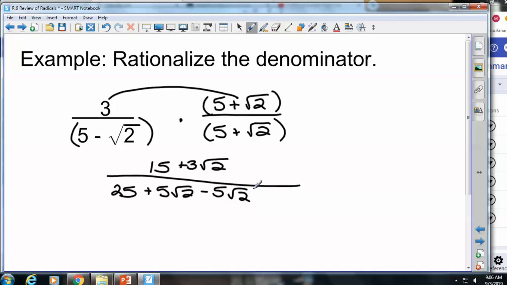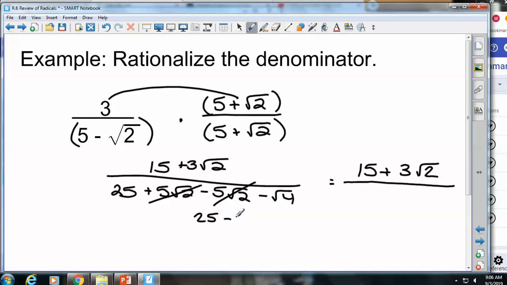And you might know those are going to cancel, and if you don't write them, that's okay. Because they're conjugates, they will always drop out. Negative radical 2 times positive radical 2 is negative radical 2. Okay, so simplifying. On the top, these do not reduce. They are not like terms, so we can't add them together. Bottom, those drop. The square root of 4 is 2, so really I have 25 minus 2, which is 23.